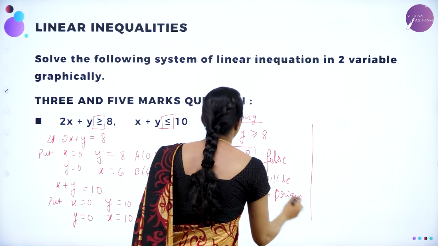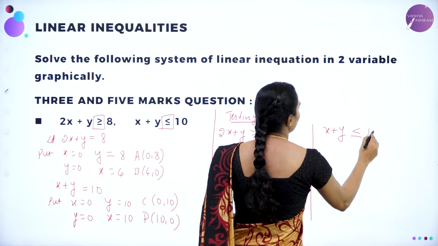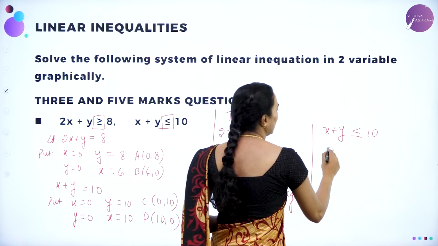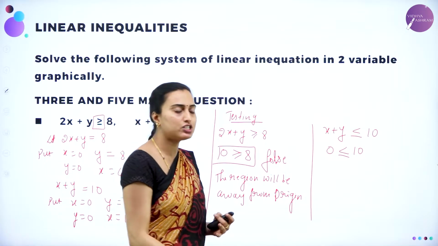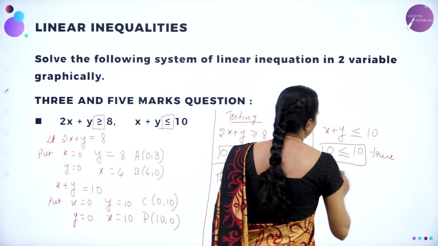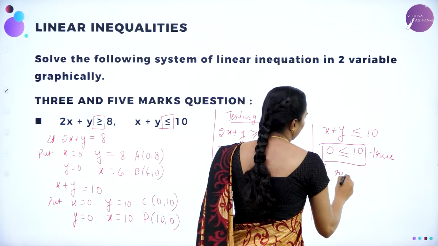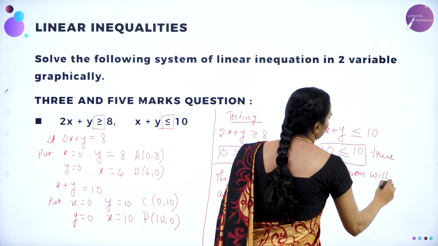Now next, let us take the inequality they have given: x + y ≤ 10. Put 0, 0 + 0. 0 is less than 10. Obviously one condition is true. If one condition is true, it is a true condition. If it is true, the region will be towards the origin.